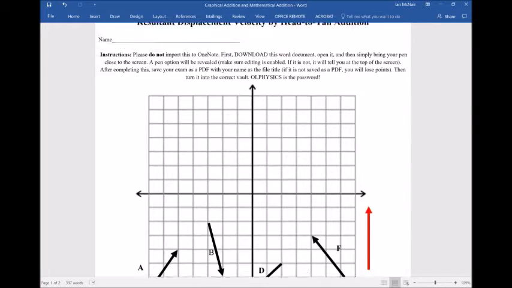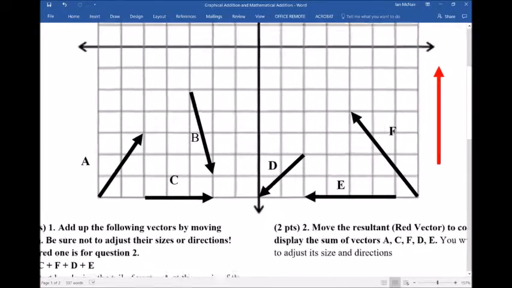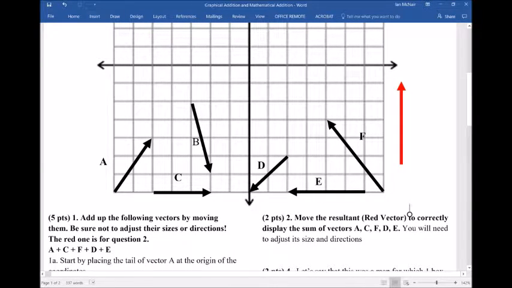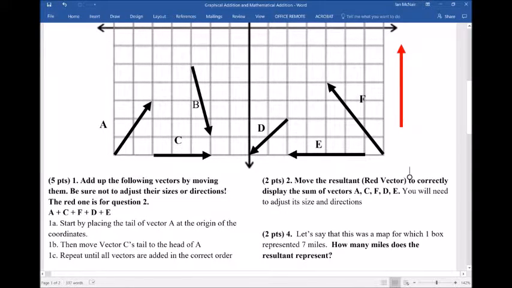So what we have here is a bunch of vectors. We have vectors A, B, C, D, E, F. We have this red one that's going to represent our resultant. For A, B, C, D, E, and F, we're not going to change how those arrows are, so we're not going to stretch them out or anything. The red one, however, we are going to be changing to fit our resultant. So problem number 1 says, add up the following vectors by moving them. Be sure not to adjust their sizes or directions. The red one is for question 2.